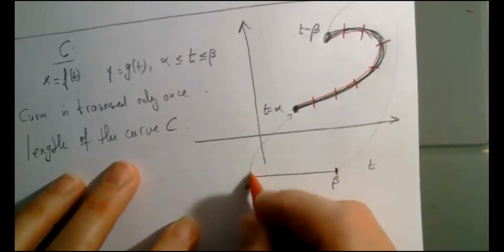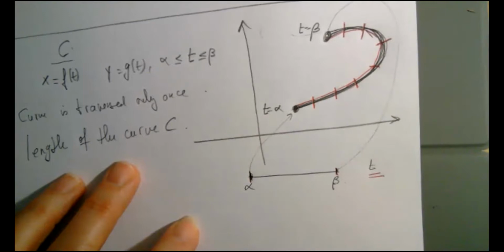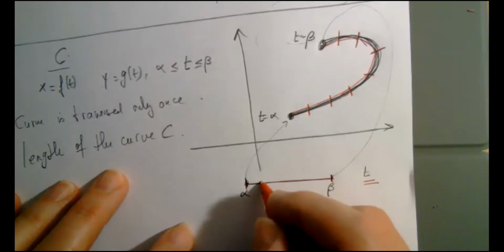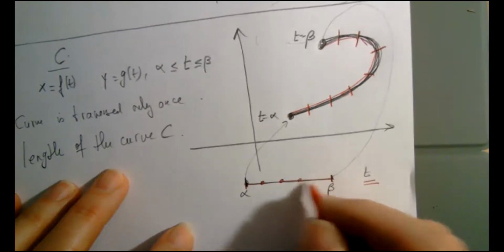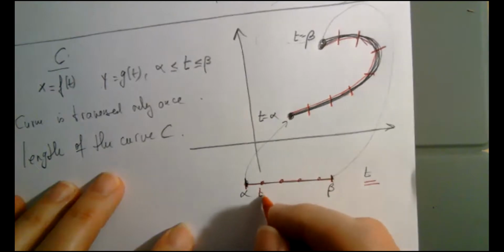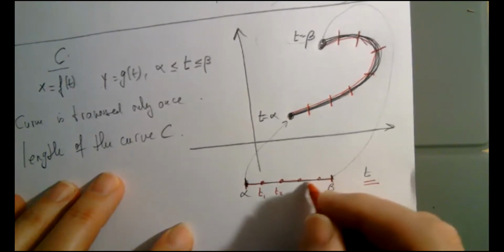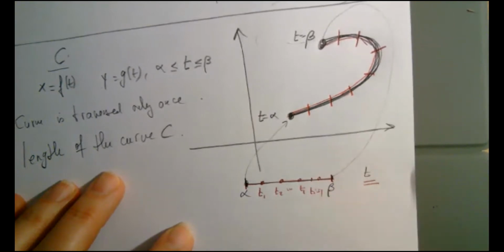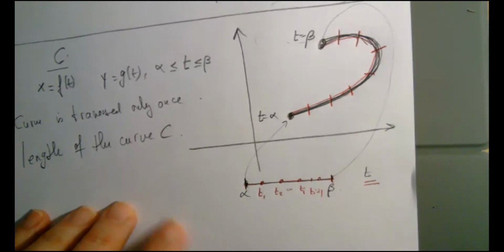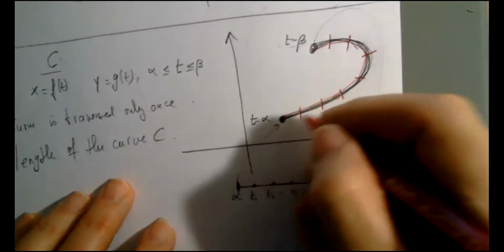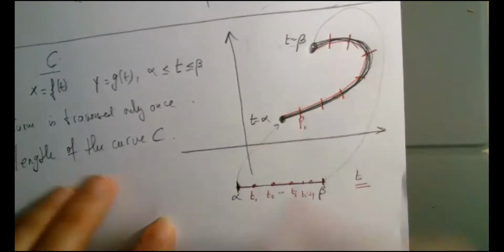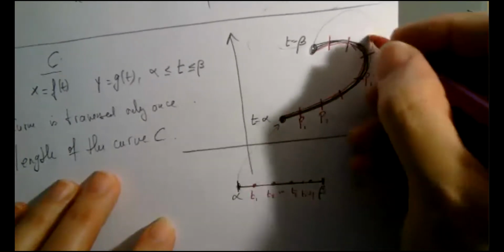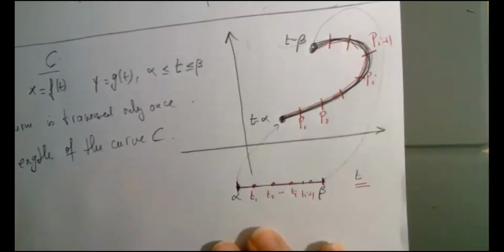Since everything is in terms of t, and y is not a function of x, I will divide the t interval into pieces. I will call these t1, t2, etc., so there is t_i and t_(i+1). I will divide the t interval into pieces. And then I will call this point P1, this point P2, etc. This point P_i, and this point P_(i+1).